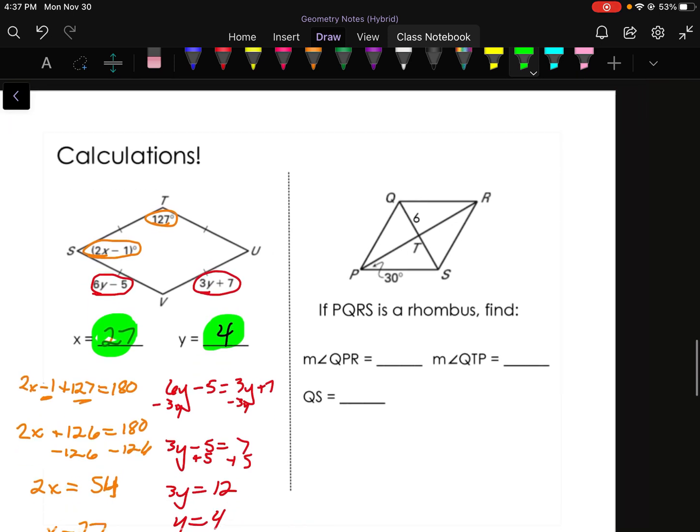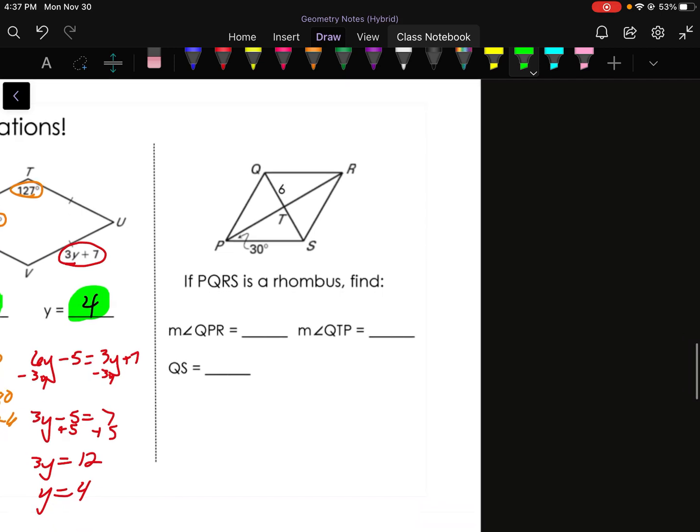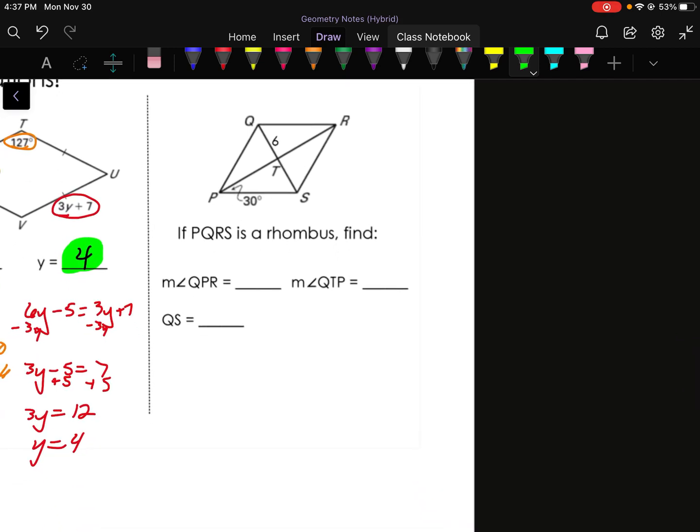And there you go. So now it's telling you over here on the right that PQRS is a rhombus. Find the measure of angle QPR, the measure of angle QTP, and QS. So first of all, start with the easy one. If QT is 6, TS is also 6 then, so that means QS is 12.